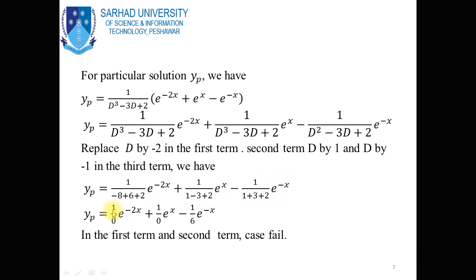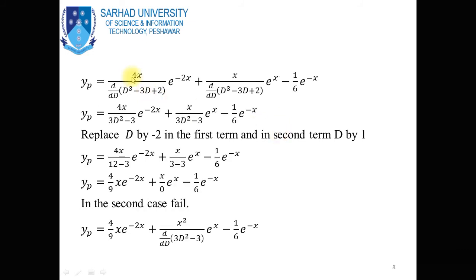Now you see over here this is equal to 1 over 0, and 1 over 0 means undefined. In the second case this is also equal to 1 over 0, also undefined. In the third case it is defined, 1 over 6 e power minus x. Now for these two functions, take the derivative of D cube minus 3D plus 2. To find the particular solution, take the derivative and then replace D by minus 2 and replace D by 1.